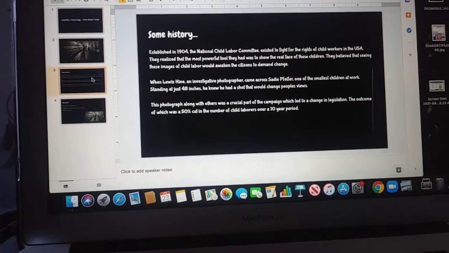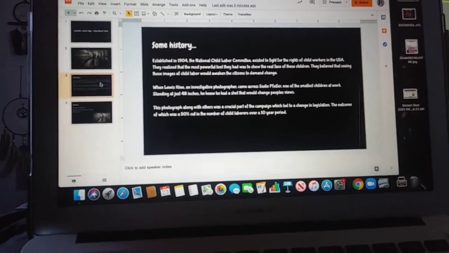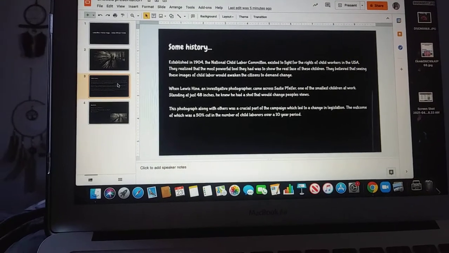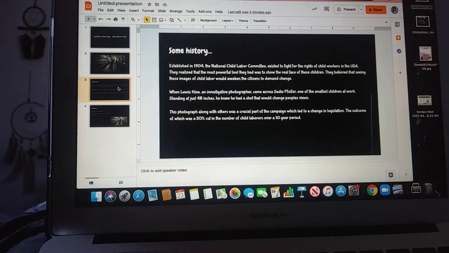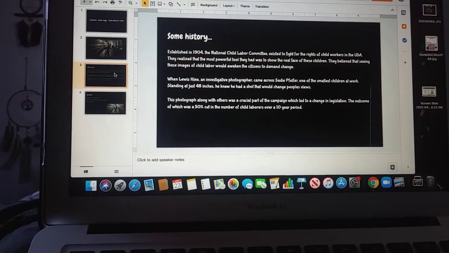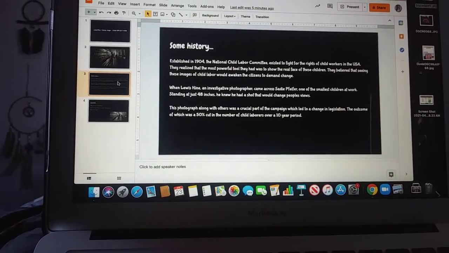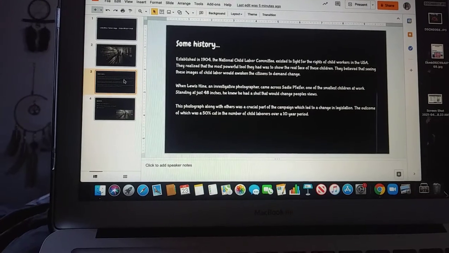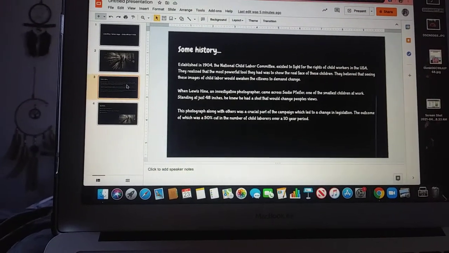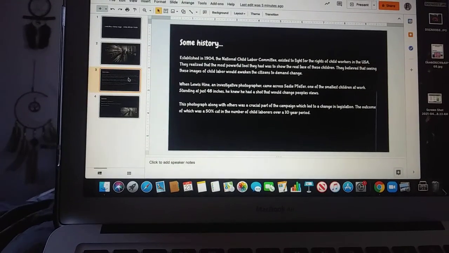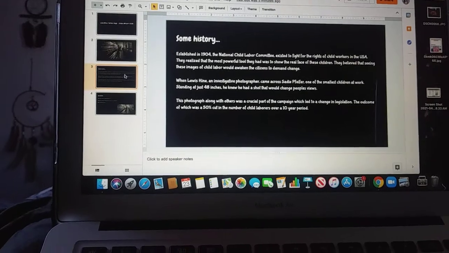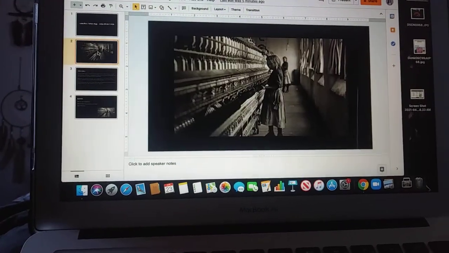It's pretty smart. When Lewis Hine, an investigative photographer, came across Sadie, I don't know how to say her last name, if that's okay, but Sadie, one of the smallest children at work, standing at just 48 inches, he knew he had a shot that would change people's views, which is the image that he took.